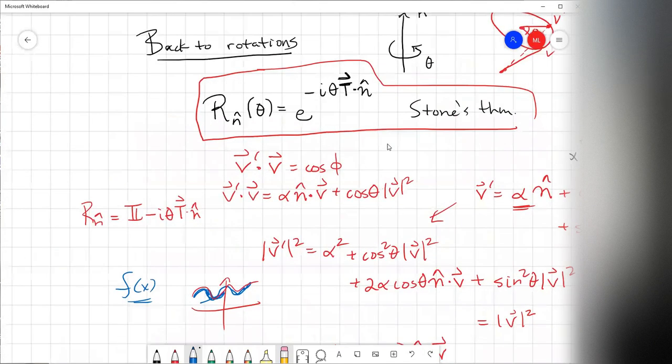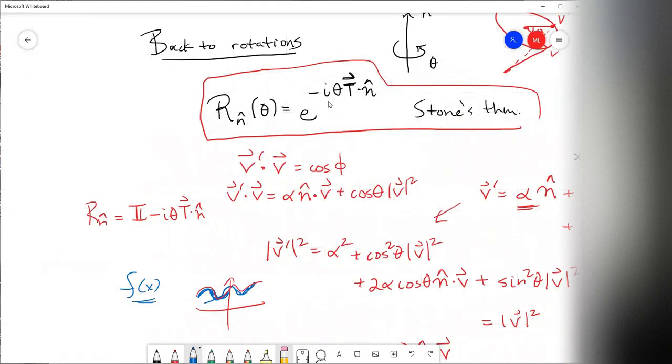What is it? Well, you can figure it out by looking at rotations around small angles, because then your 3x3 matrix reduces to the identity minus a linear term, and you can extract from the Taylor series what t dot n is, and that's what we're doing with this trick.